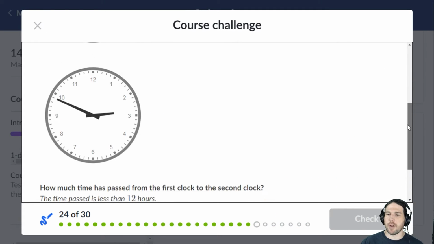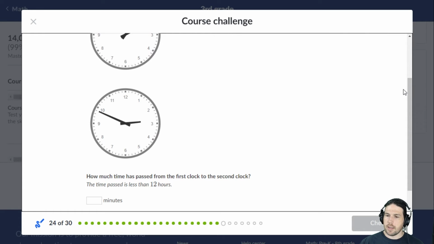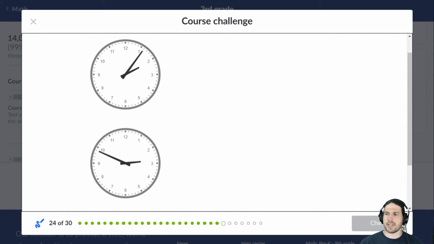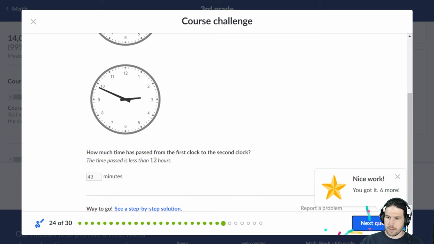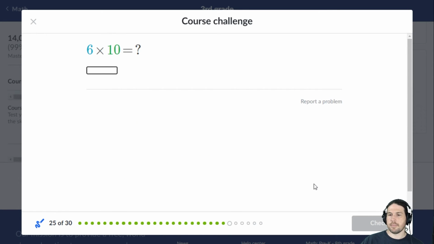Take a look at the time on the following clocks. How much time has passed from the first one to the second one? Let's see. 1 past that, so 5, 10, 15, 20, 25, 30, 35, 40. 45 would be one past this. 44. I see 43 minutes. 6 times 10. Still 60.